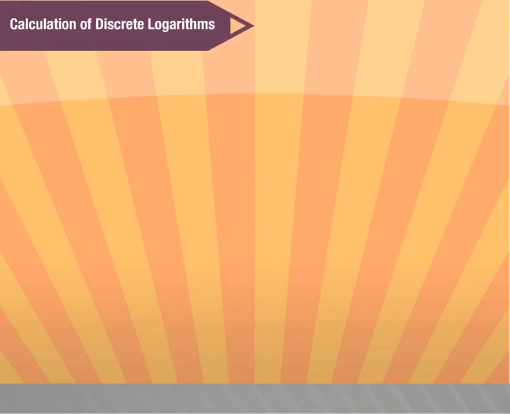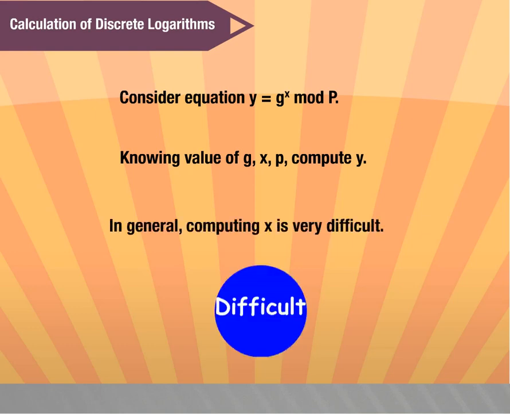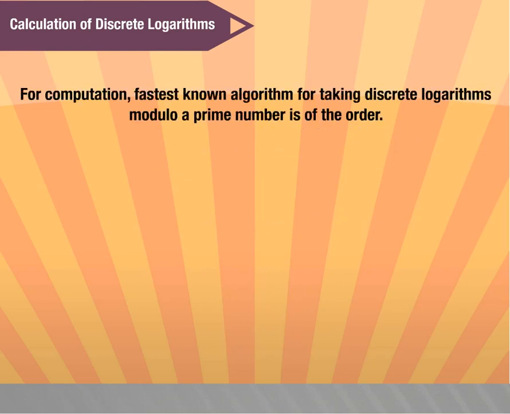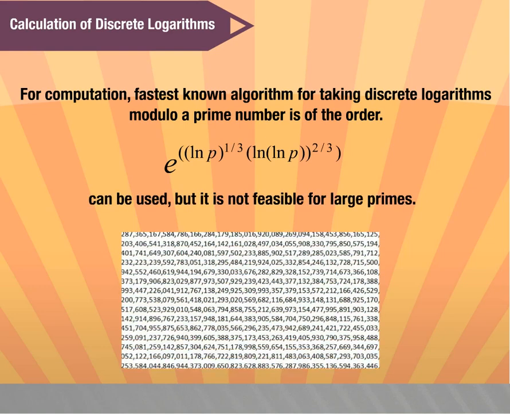Calculation of discrete logarithms. Consider the equation y is equal to g^x mod p. Knowing the values of g, x, p, we can compute y. In general, computing x is very difficult. For computation, the fastest known algorithm for taking discrete logarithms modulo a prime number is of the order e power (ln p)^(1/3) times (ln ln p)^(2/3). It can be used, but it is not feasible for large primes.